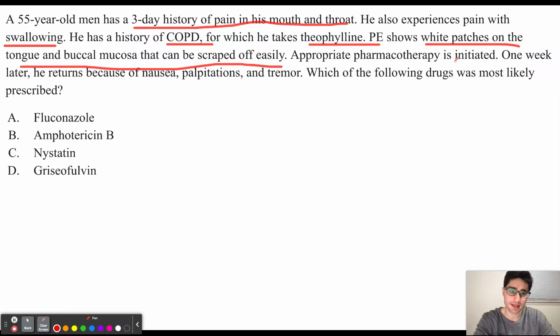Appropriate pharmacotherapy is initiated. 1 week later, he returns because of nausea, palpitations, and tremor. Which of the following drugs was most likely prescribed?